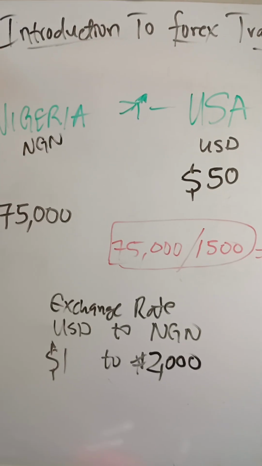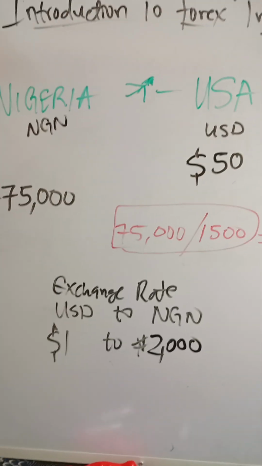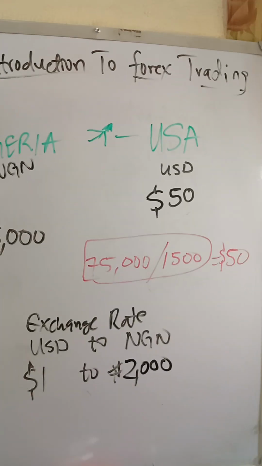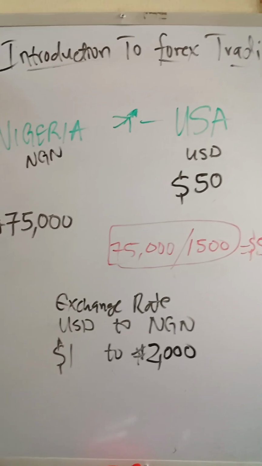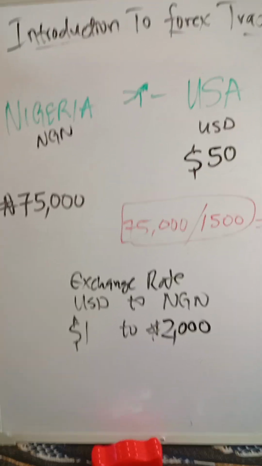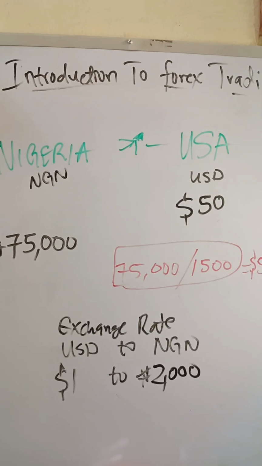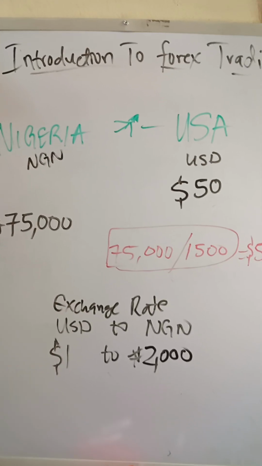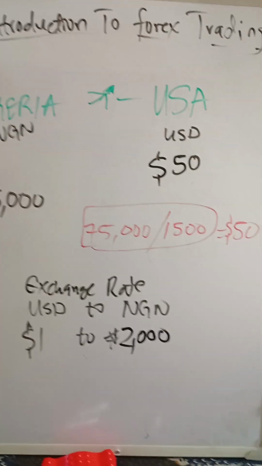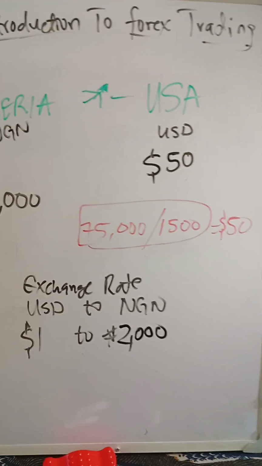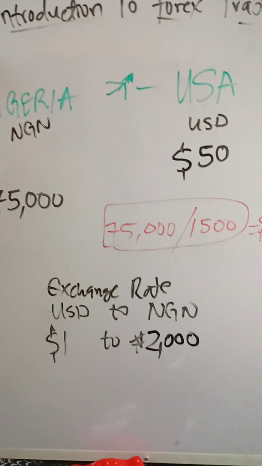You travel to United States. When you land in United States, you exchange your 75,000 naira to dollar, and what you got was $50. But now you didn't spend any money in the United States, and now you are going back to Nigeria. Guys, when you exchange, the exchange rate has now increased from 1,500 initially to 2,000 naira. That's $1 to naira is 2,000 naira.